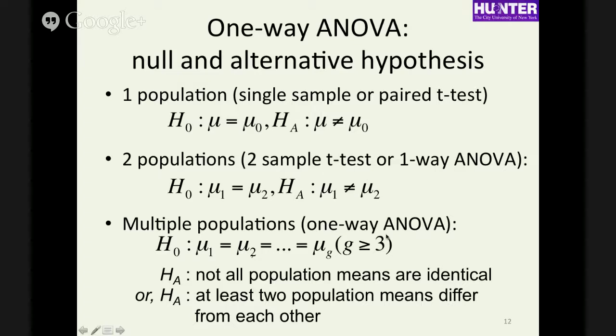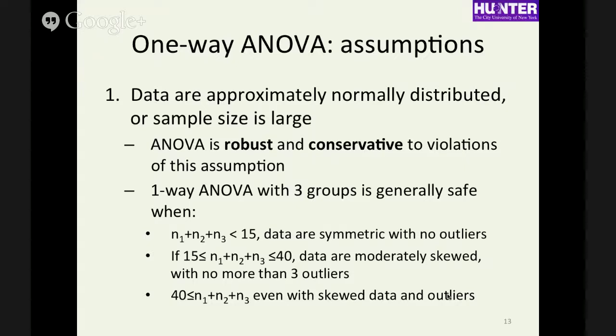And the null hypothesis is going to be that all of those means are identical. And the alternative hypothesis is that they are not identical. So if we reject the null, it's not going to tell us where the difference lies. It'll just mean that there's evidence that these means are not identical. And so we have some assumptions about this.